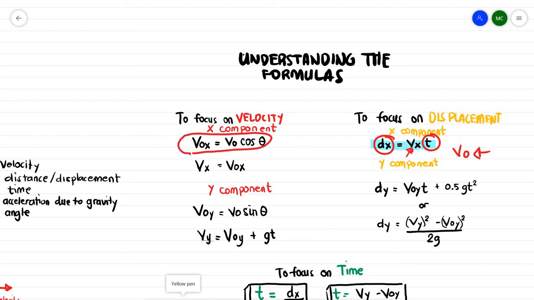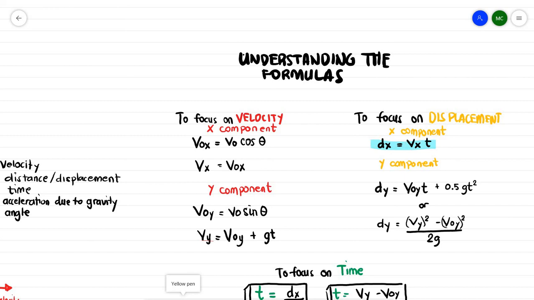Okay? Also, especially when the angle is given, or there is an angle given, you can find out your initial velocity x, and you will find out your v sub x, or the final velocity, and it's easier for you to get your dx. So if this is given, and if this is given, then it's easy to find your dx.